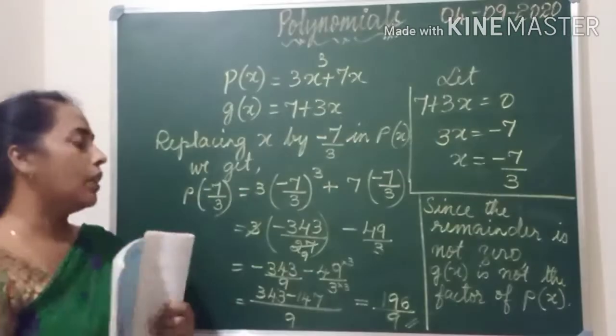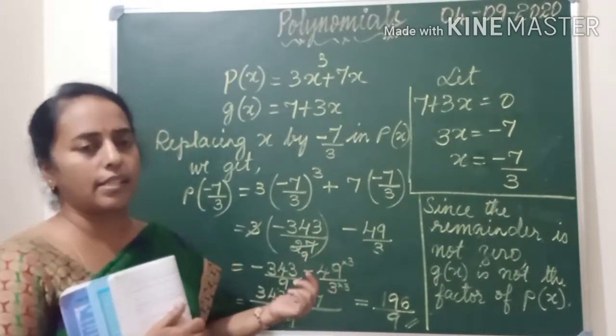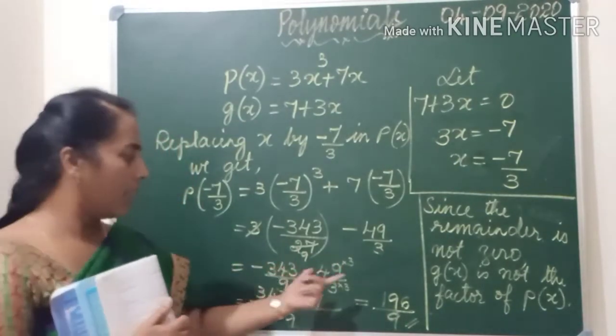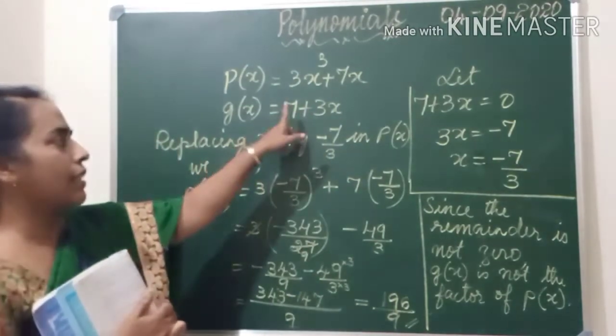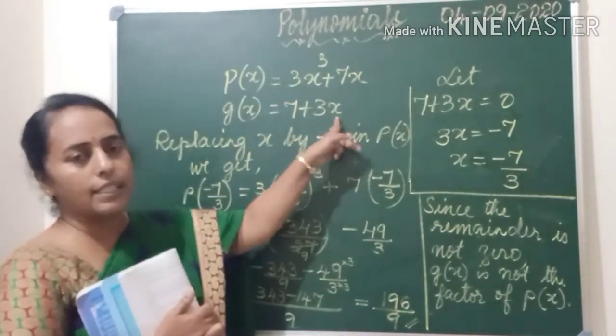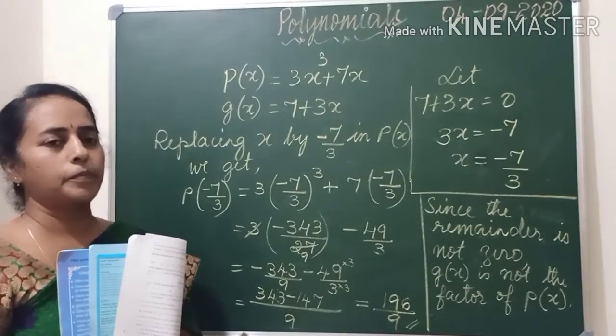So if the remainder is 0, then only you can say the divisor is a factor. Since your remainder is not equal to 0, the given divisor, that is 7 plus 3x, is not a factor of the given polynomial.